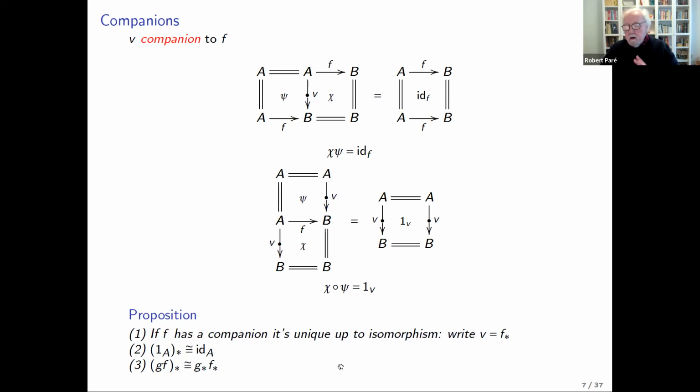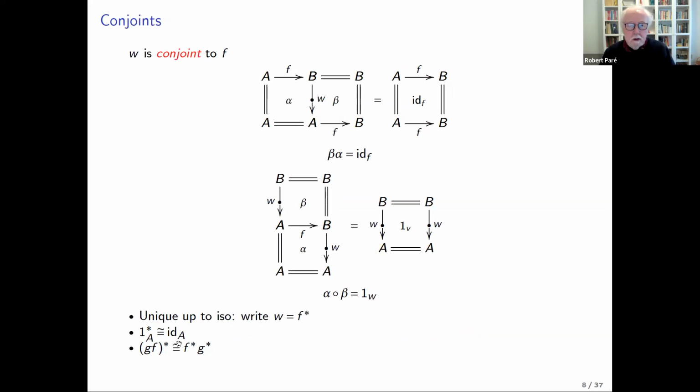Okay, so now the vertical dual of this is the notion of conjoint. Sorry, we were just talking about companionship there. So the notion of conjoint. So now you start with a horizontal arrow from A to B, and you're thinking you have a vertical arrow from B to A. And you say that this vertical arrow W is conjoint to F if you have cells like this, alpha and beta, conjunctions, such that when you compose them horizontally, you get a vertical identity, and compose them vertically, you get a horizontal identity.